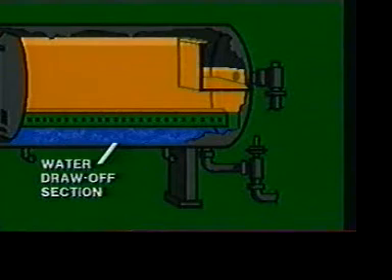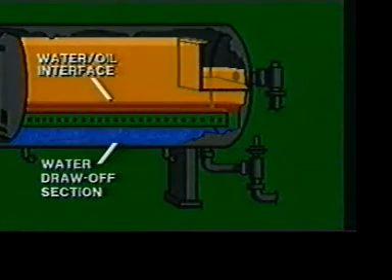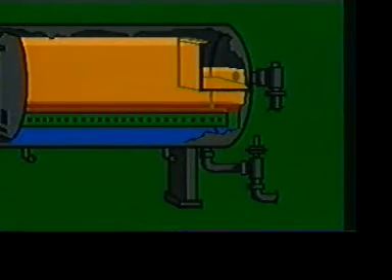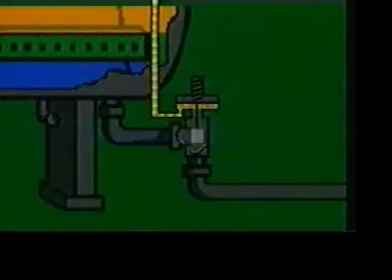When water separates from the oil, it settles to the water draw-off section for removal. The water-oil interface level is controlled by drawing off water from the bottom of the second chamber. The water-oil interface level is maintained by the water dump valve. As with the oil dump valve, the water dump valve opens to remove water when the interface rises above the preset level and closes when the interface returns to the preset level.